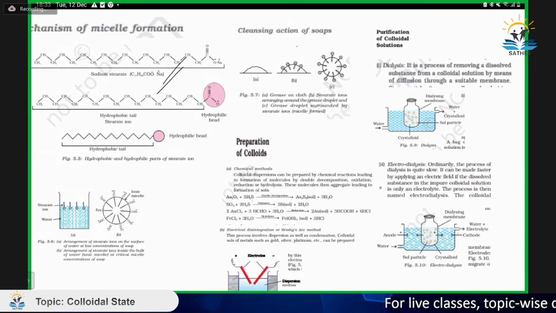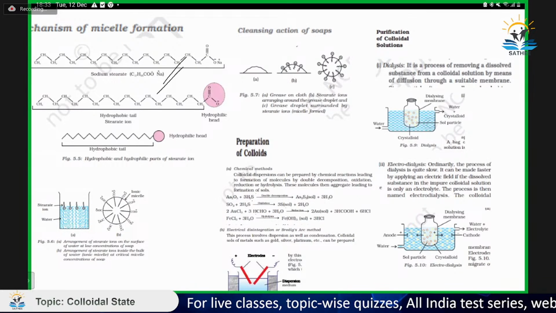So, putting the colloid in the bag, they dip it in water and the water keeps running through. They keep the water flowing, so your impurities flow out with the water. But the colloid cannot go through because of the dialyzing membrane.